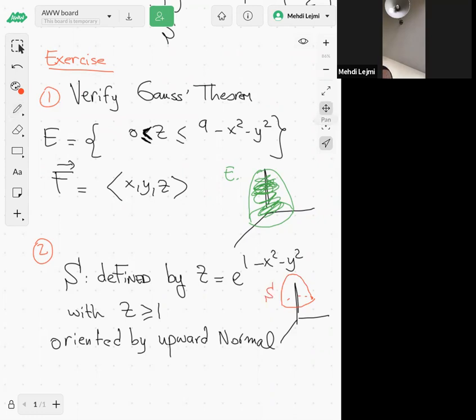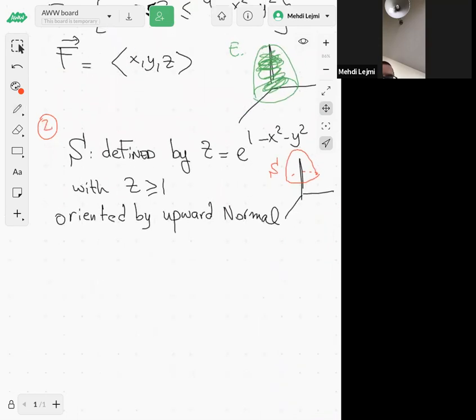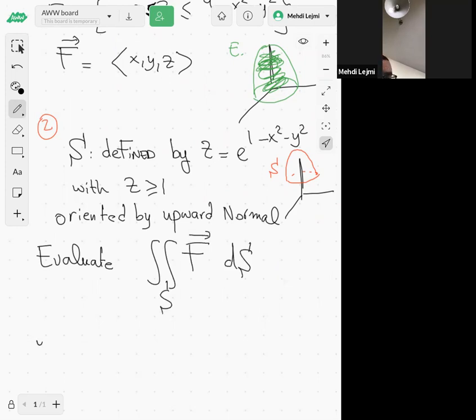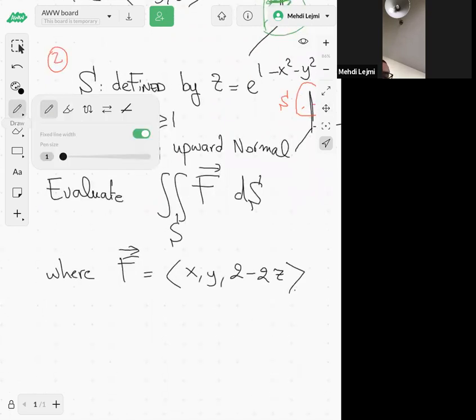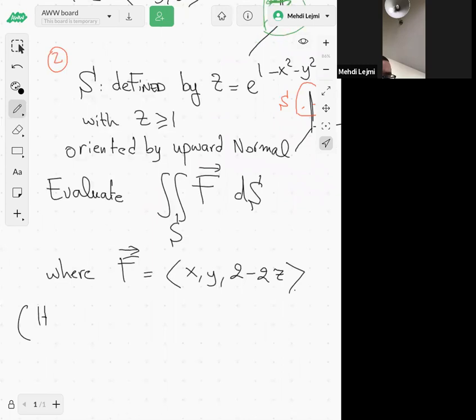And the question is to use Gauss theorem. You can try to evaluate the flux of F along this surface S, where F is the vector field x, y, 2 minus 2z. Okay. So the hint here is to use Gauss theorem.